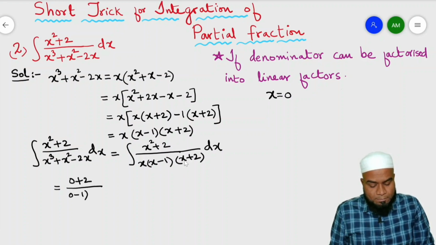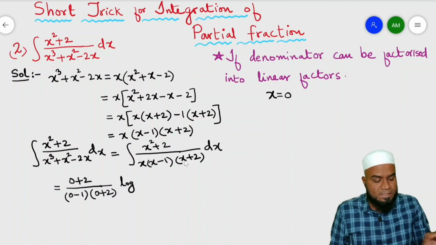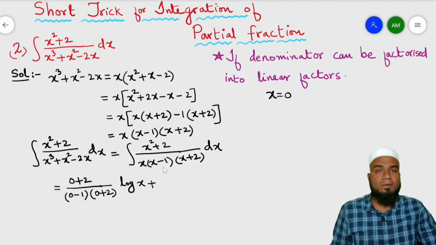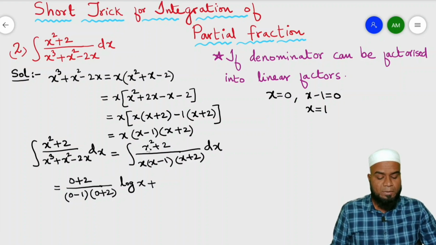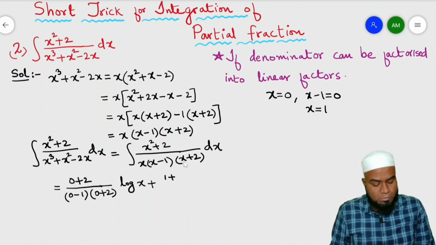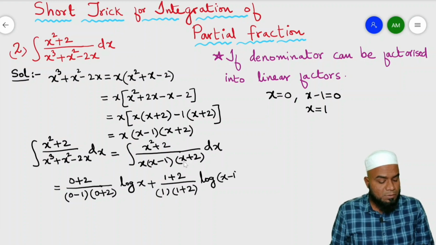(0 minus 1) into (0 plus 2) into log of, what is the term that we have equated to 0? x we have equated to 0, so that we have to write here. Then plus, the next factor is x minus 1. We have to equate this x minus 1 to 0. So x minus 1 equal to 0 means x equal to 1. Now x equal to 1 we have to substitute in this term and here. So what we will get? (1 plus 2) upon 1 into, in the last term, (1 plus 2), and log of, we have equated x minus 1 to 0, so x minus 1 here.